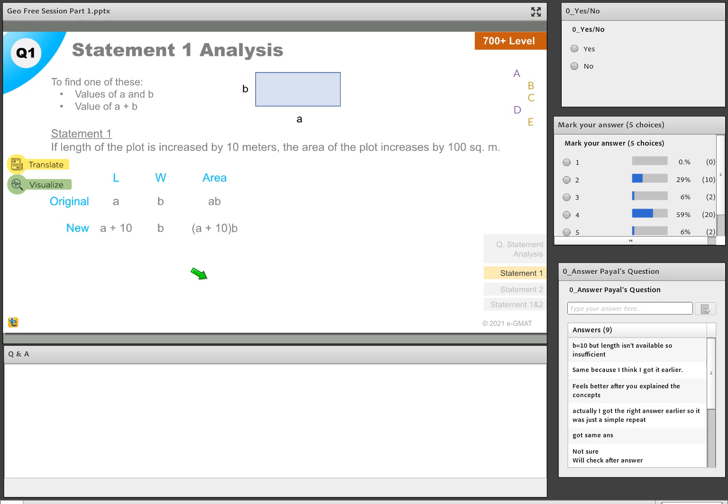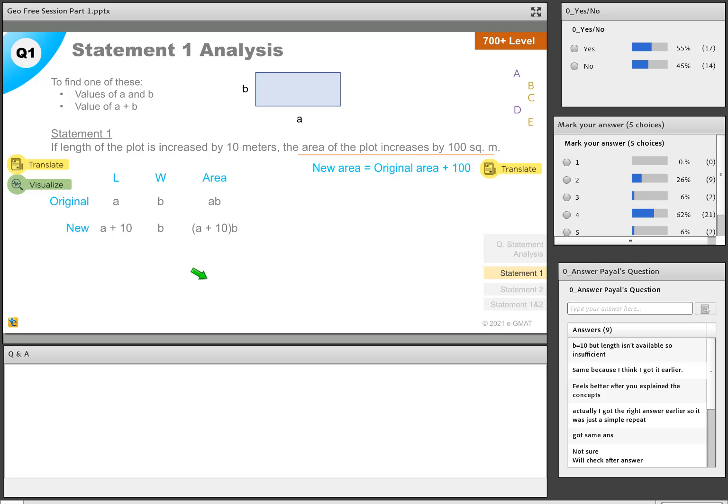So let's go through statement one again. Organizing information is very, very important. The length of the plot is increased by 10 meters. Again, document all of that information in your table. How many of you documented the information in the table? Okay, so some of you did. Very good. Now, let's read further.